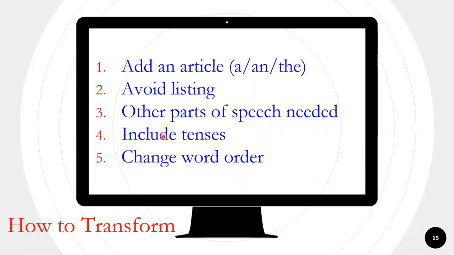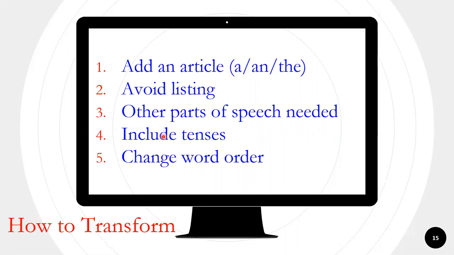Then you should avoid listing. We'll see examples very shortly. I just want us to go through them. Avoid listing. So you've been given, let's say, symptoms. You mention this symptom, bring a comma, mention this next one, bring a comma. It's not an effective way of writing the letter. So you should avoid doing that.